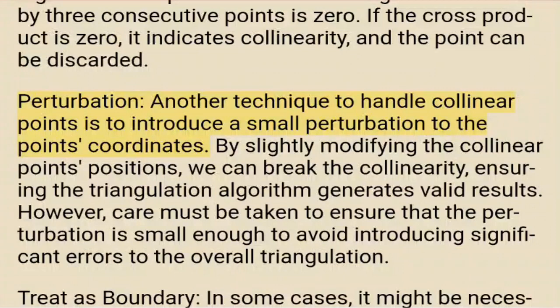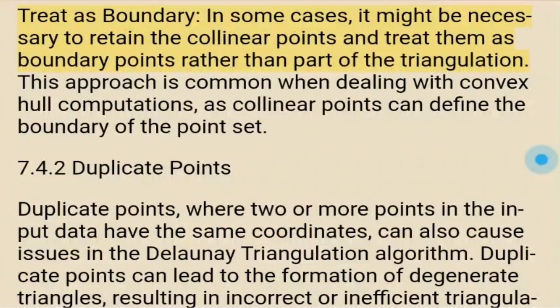Perturbation. Another technique to handle collinear points is to introduce a small perturbation to the points' coordinates. By slightly modifying the collinear points' positions, we can break the collinearity, ensuring the triangulation algorithm generates valid results. However, care must be taken to ensure that the perturbation is small enough to avoid introducing significant errors to the overall triangulation.